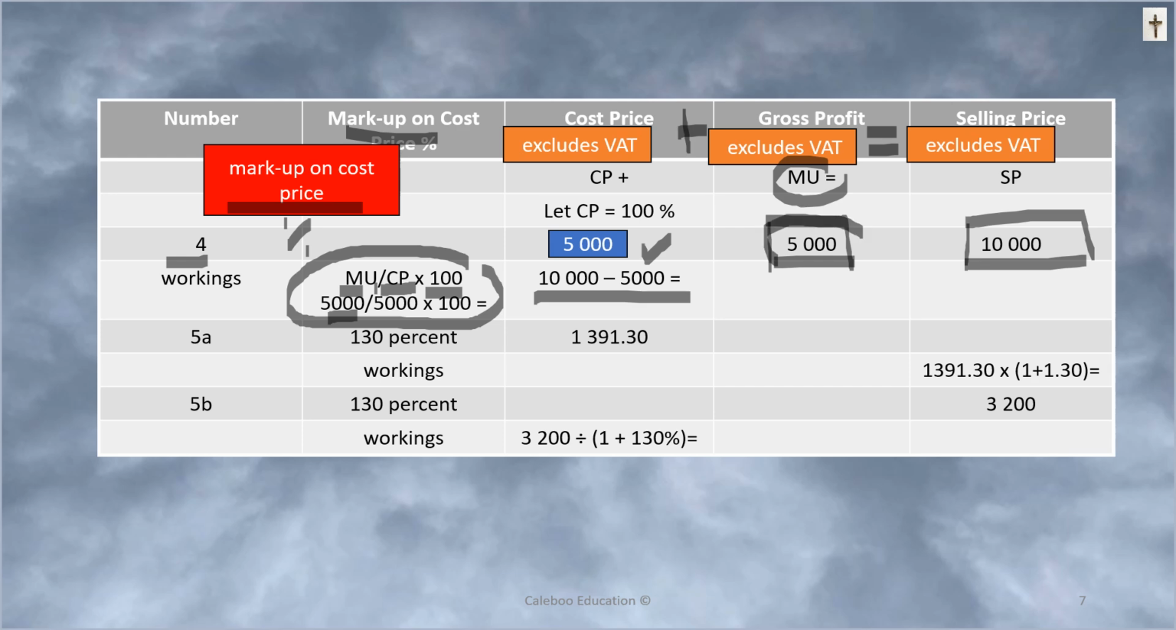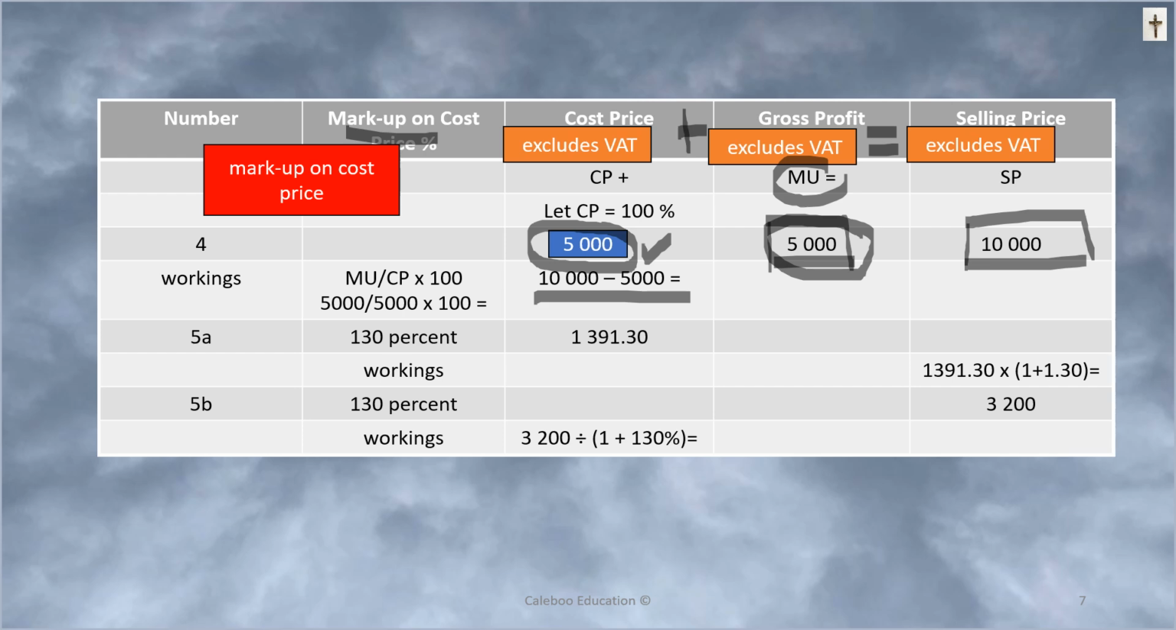There's the markup, 5,000, divided by the cost price, which is 5,000. So 5,000 divided by 5,000, anything divided by itself is equal to 1. So 5,000 divided by 5,000 times 100 is equal to 100%. So the markup on the cost price is equal to 100%.